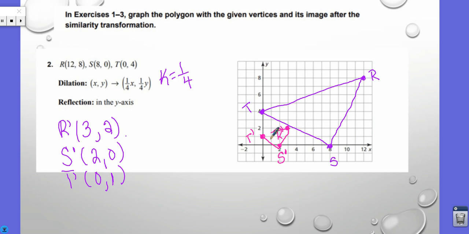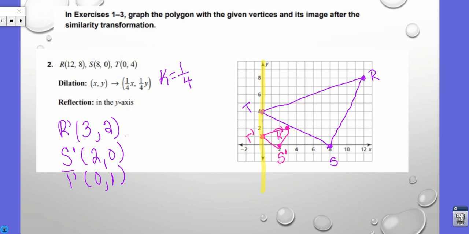So it looks like my center of dilation, if I could connect all the points, my center of dilation would be at 0, 0. So that means I blew this up, or I shrunk it from the origin. Now this says reflection in the y-axis, so I'm going to go here. I'm going to highlight my y-axis. That is my line of reflection.